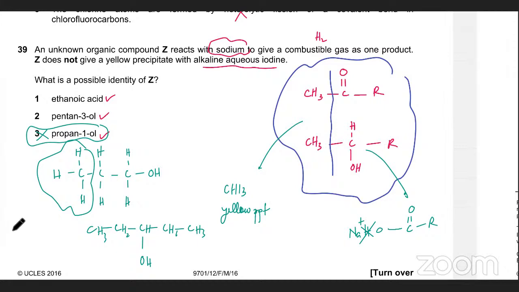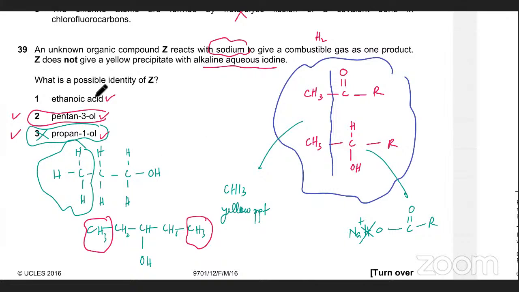Now again, over here, you need a methyl next to CHOH. You have a methyl which is next to CH2. So again, this would also be correct. I mean, it's not going to give a precipitate.